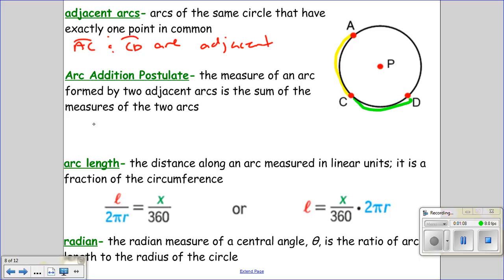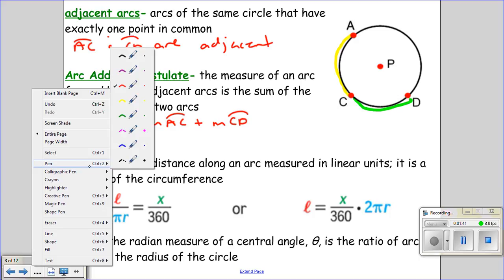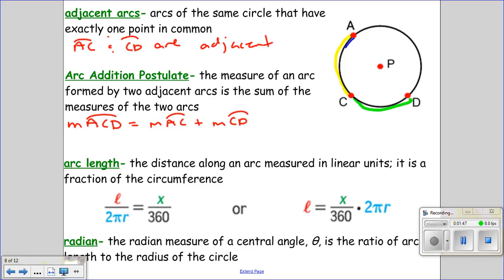The arc addition postulate: the measure of an arc formed by two adjacent arcs is the sum of the measures of the two arcs. So in our picture on the right, we would say the measure of arc ACD is equal to the measure of arc AC plus the measure of arc CD. So in other words, yellow plus green would equal, what color do yellow and green make? Oh, they don't mix, that's right. But this big one right here, ACD.